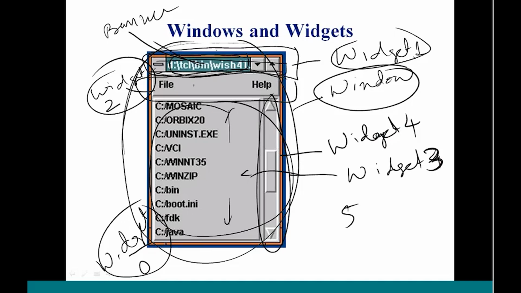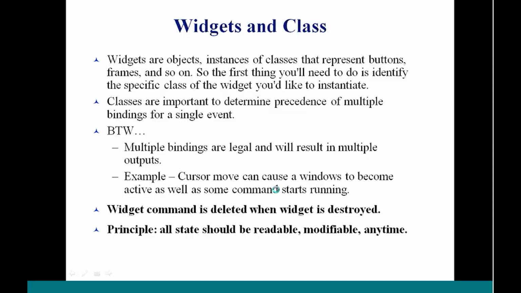For example, this one is what is called the banner widget. It just displays the banner. The frame widget outlines the frame, and then this is the menu widget which contains the different menus. Here it's File and Help, and then the main display widget which is this one, plus there is a scroll bar widget which makes sure that this scroll bar can move up and down. So that's the basic concept of windows and widgets.